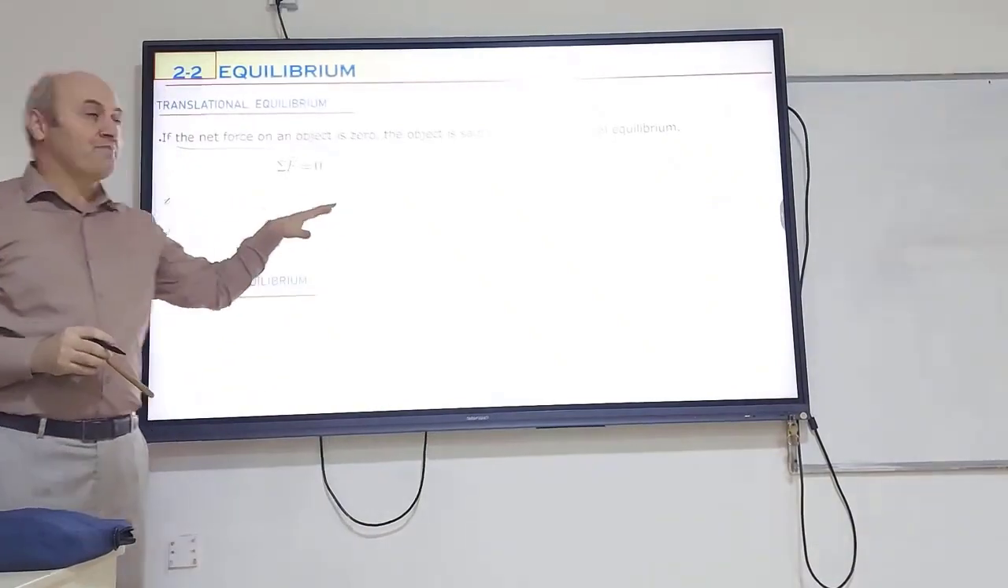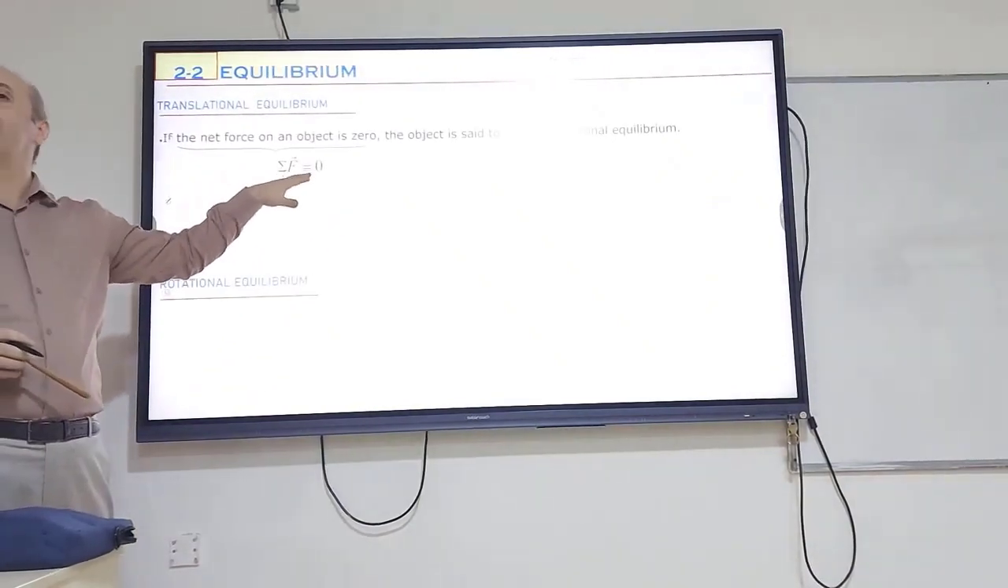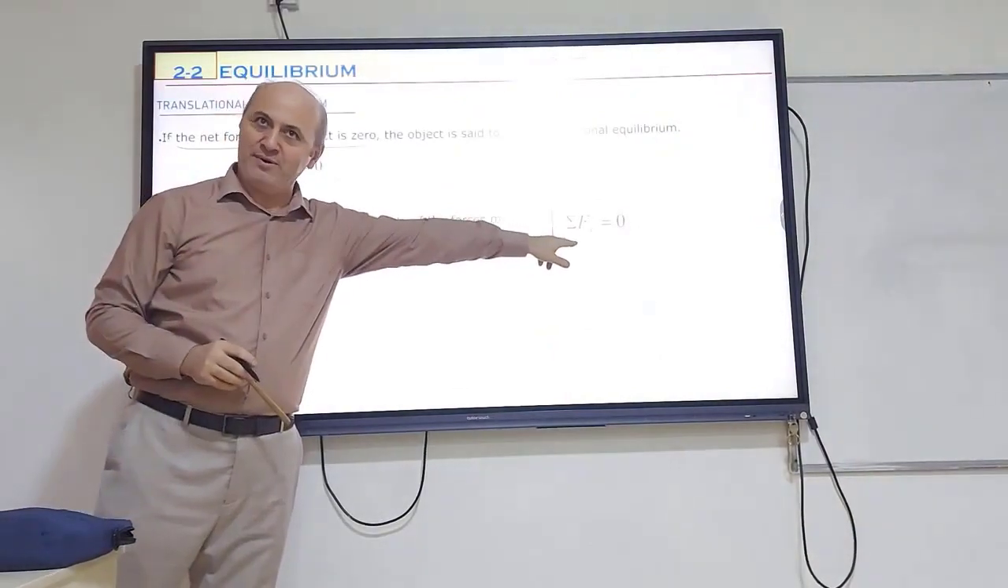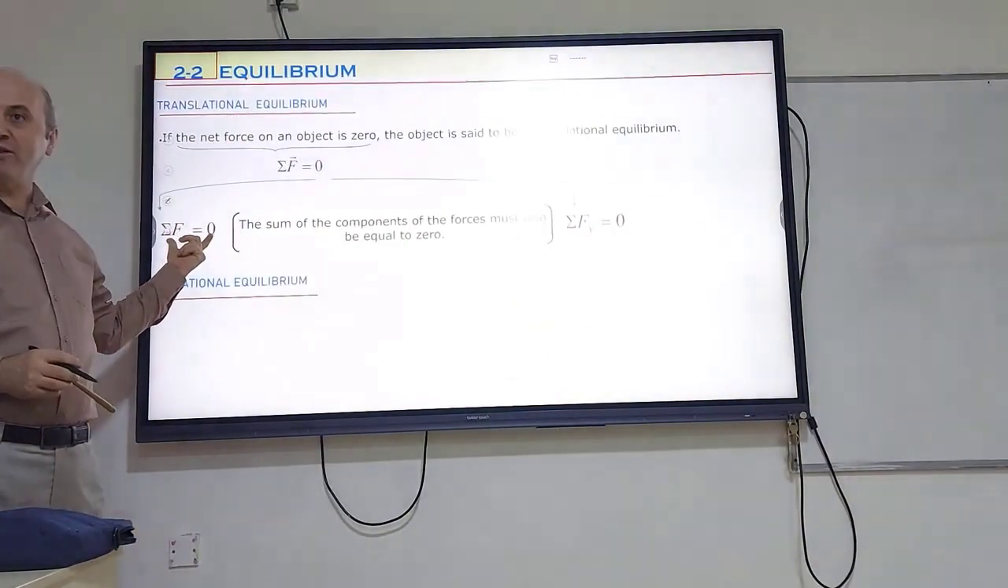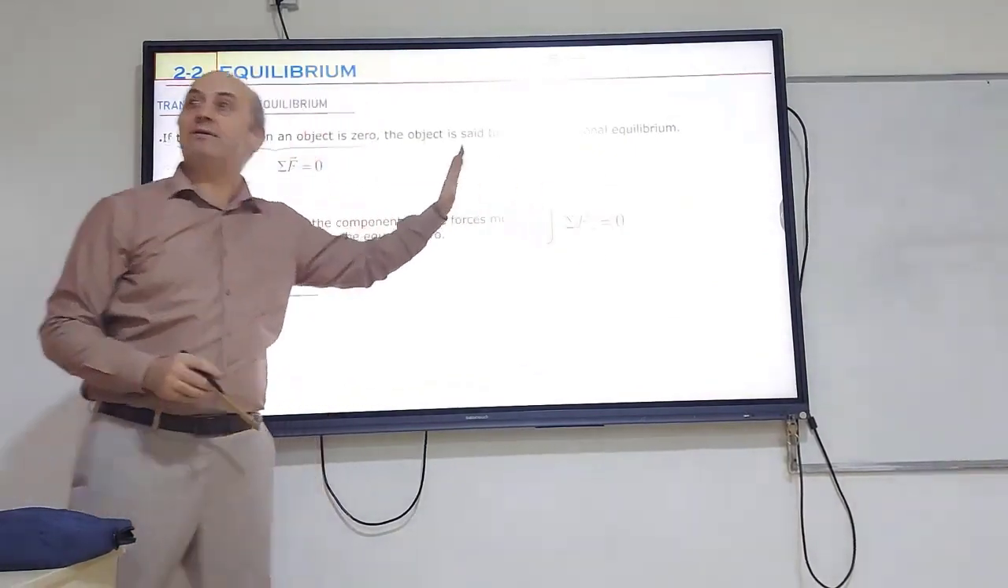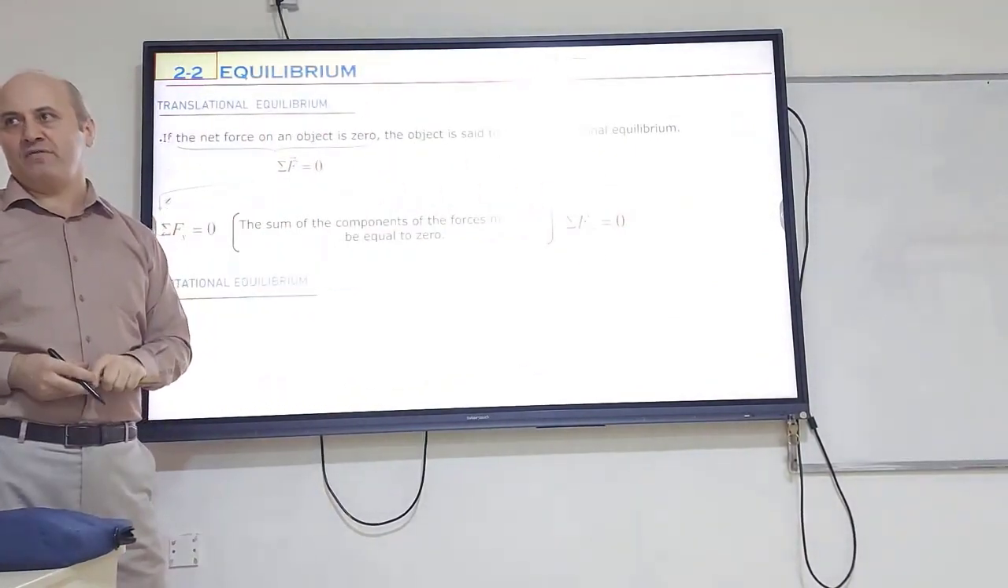In some problems, forces are going to be inclined. That's why sometimes we need to resolve them into components. So the sum of the forces acting along the x-axis must be equal to zero. The sum of the forces acting along the y-axis must be equal to zero if we are talking about translational equilibrium.